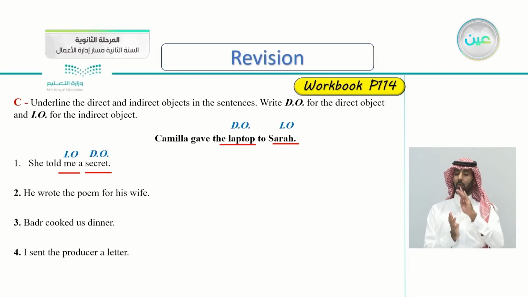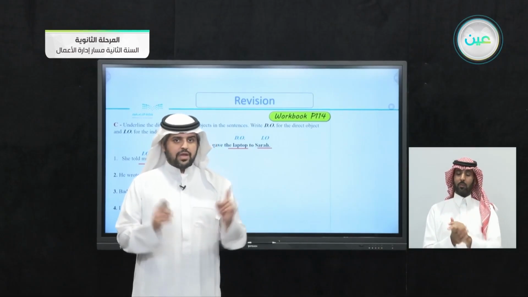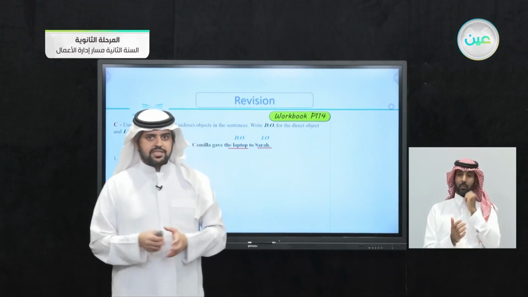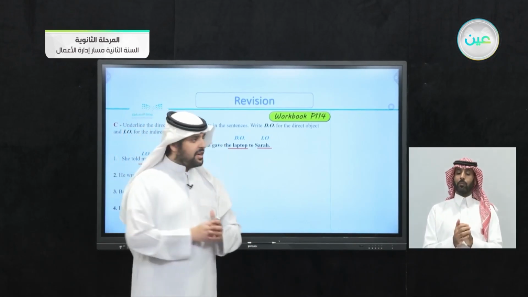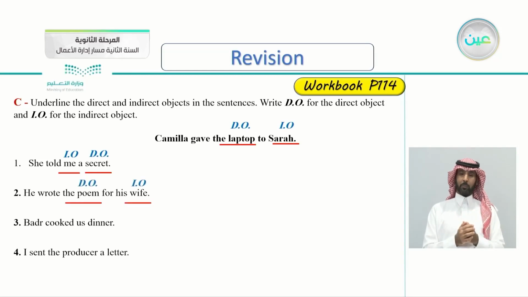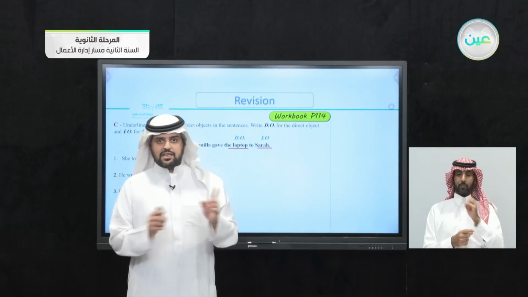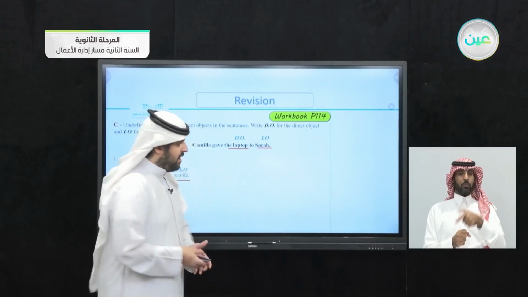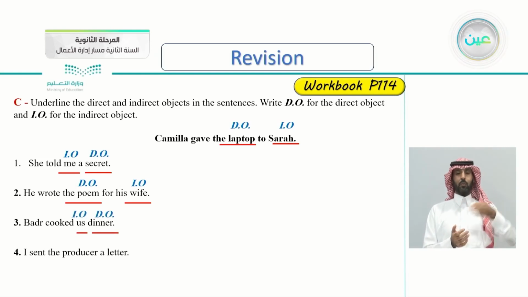He wrote the poem for his wife. We have two objects here, which is direct and which is indirect? Okay, let's check the answer together. The direct object is the poem, and his wife is the indirect object. Number three, Badr cooked us dinner. Again, we have two objects, which is direct and which is indirect? Okay, let's check it. Us is the indirect, dinner is the direct object.